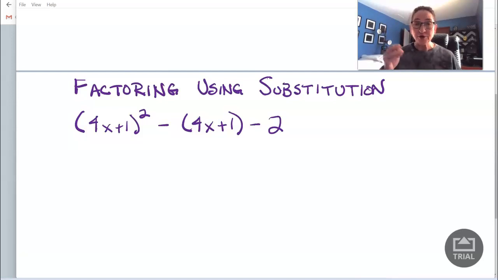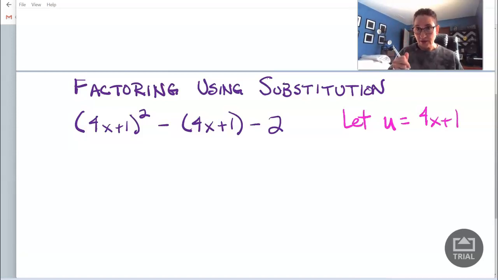An easier approach is going to use substitution. And I'm going to pick just any variable, but I'm not going to pick x or y. I'm, in this case, going to pick u, something I normally wouldn't use. And I'm going to let u equal that expression that's in parentheses, 4x plus 1. So now I'm going to substitute this u every time I see 4x plus 1.